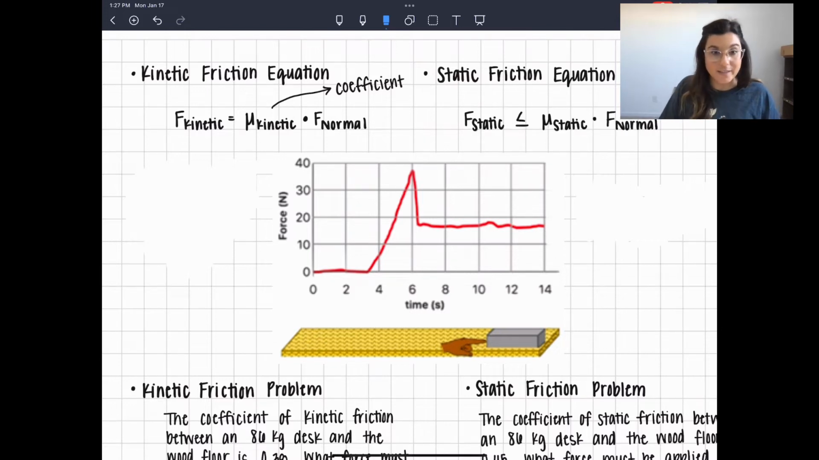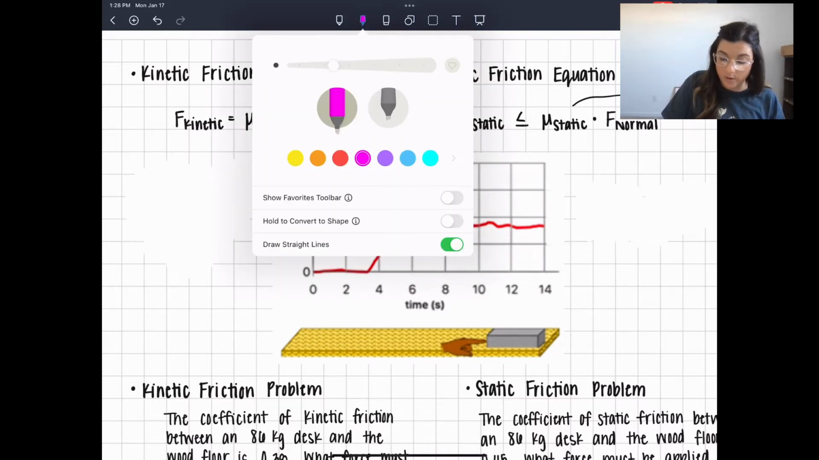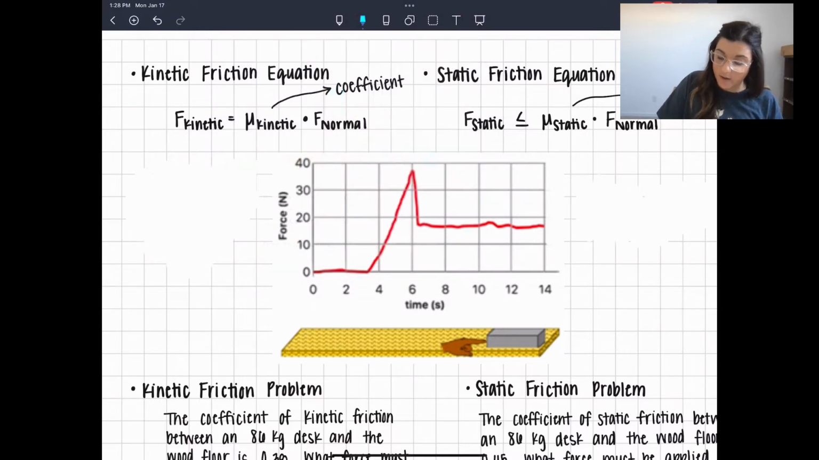My static friction equation is going to look actually very similar. Static friction can be calculated as well by taking the product of the coefficient of friction with the normal force. Now there is one key difference, and it has to do with the symbol in the equation. I'm going to highlight it to point it out. My kinetic friction is equal to the product of my coefficient and my normal force, but my static friction is less than or equal to the product of my coefficient and my normal force.